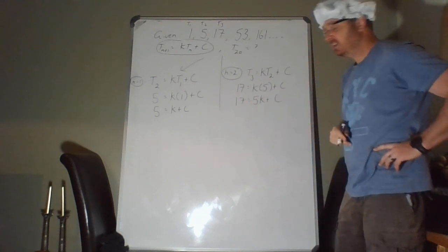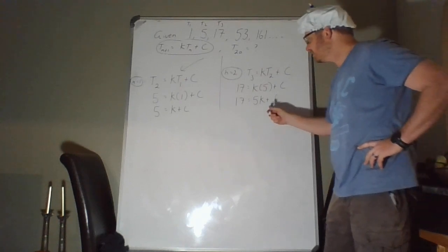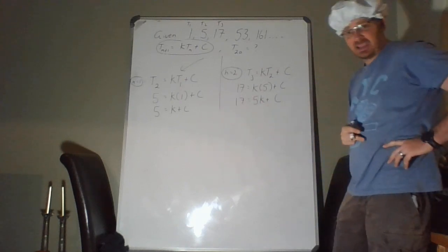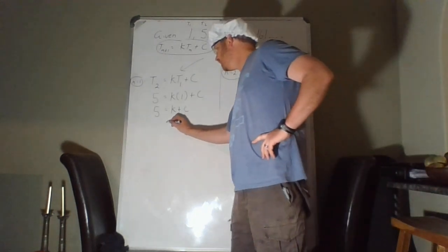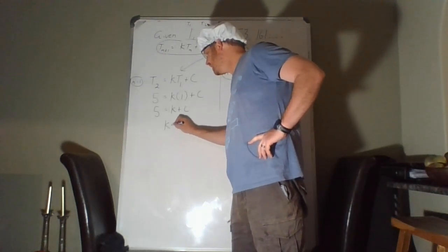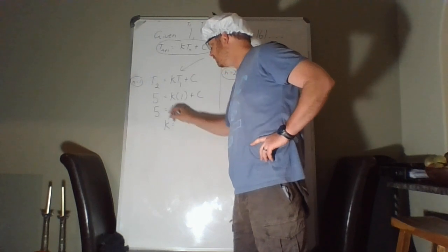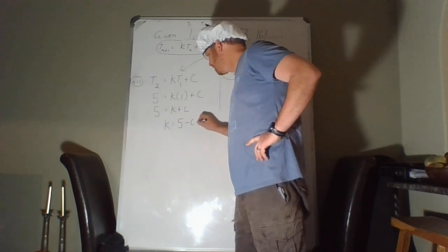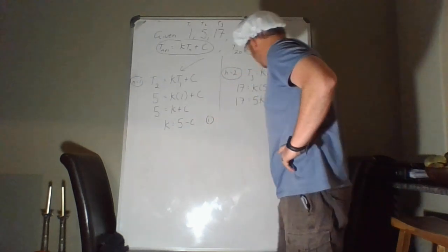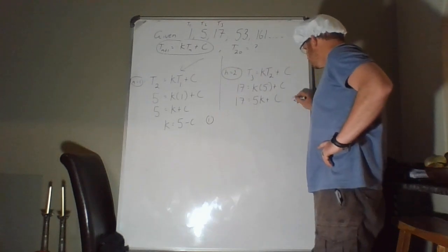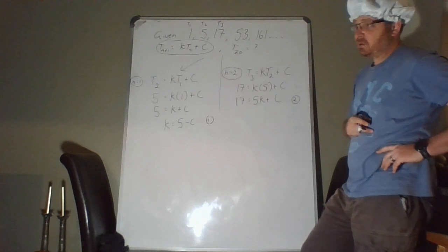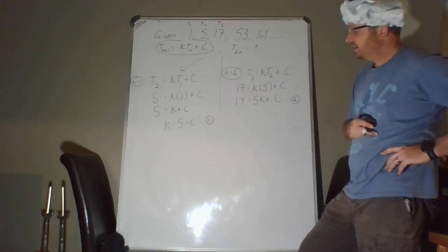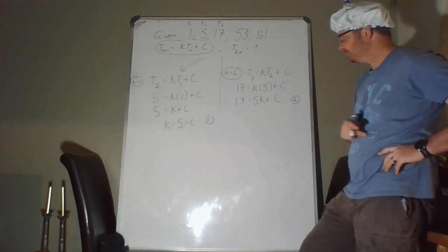And now what's your objective? It's to solve for k and c, and you've just done simultaneous equations in core. So here's your one equation. Let's just isolate one variable. Let's say k is going to be equal to 5 minus c. Let's call that equation 1. Let's call that equation 2. And if you use substitution, go try to solve those two equations simultaneously in order to get k and c.